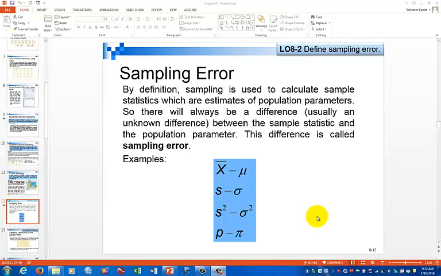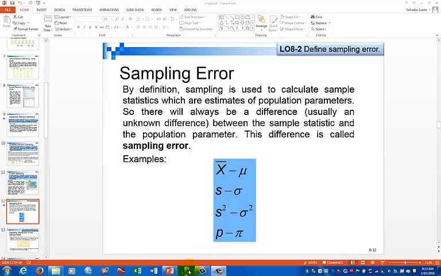For example, the difference between the average of the sample and the average of the population. The difference between the standard deviation of the sample and the standard deviation of the population. The variance of the sample and the variance of the population. P is the proportion of the sample and pi the proportion of the population. Nothing to do with the pi value used in mathematics, the 3.1416 value.